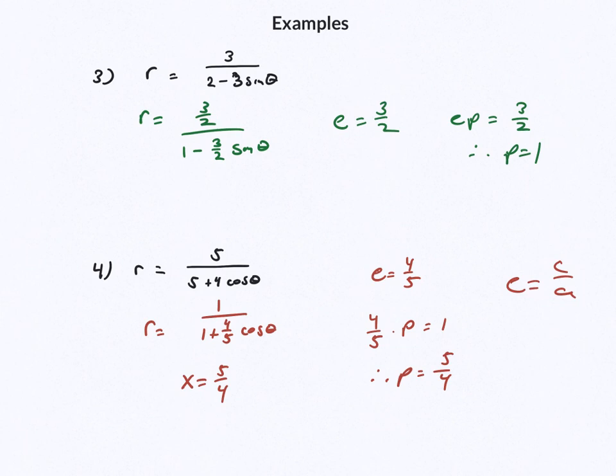So if you wanted to find additional information on this, you know that c/a is equal to 4/5, and then you could solve that for b from there, and that would give you the information you need to sketch this thing in terms of a rectangular form.